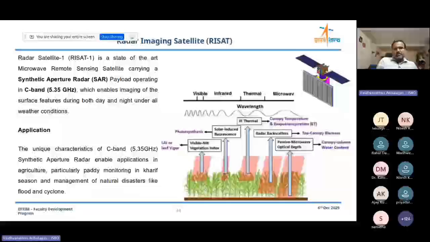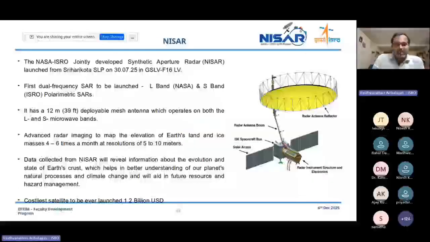Coming to the next one, recently launched is NISAR. NISAR is a NASA ISRO jointly developed synthetic aperture radar, launched from Sriharikota this July. This is the first time in the entire world that a dual synthetic aperture radar is being sent through a satellite with a single bigger antenna. This antenna itself is marvelous. It is a 12-meter antenna. It was stowed inside, and the deployment itself took a lot of trials on the ground. It will unfurl on its own.